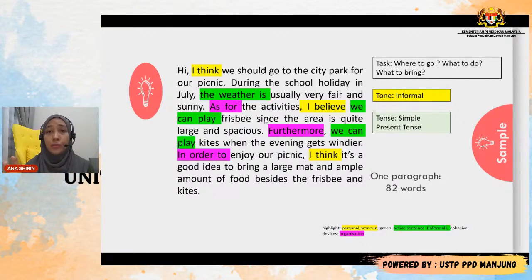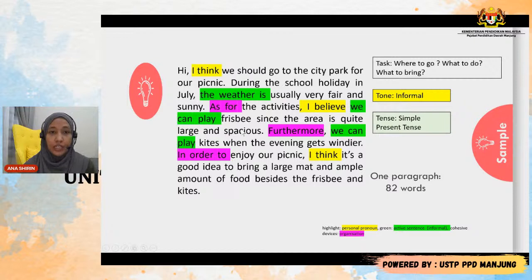Another alternative for furthermore is moreover, in addition, or besides that point, besides playing frisbee, right? Make that reference over there. I wouldn't suggest that you just use besides. I would suggest that you use besides playing frisbee to show that I'm still talking about activities, but now it's an additional point. So you don't have to write longer sentences. A cohesive device is able to allow you to write in the correct way. Okay? So furthermore, we can play kites when the evening gets windier.